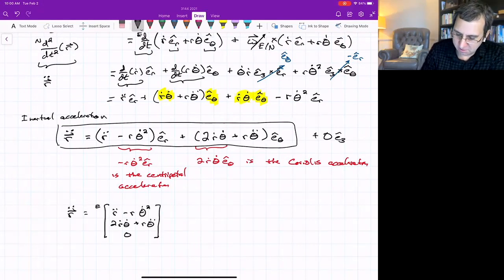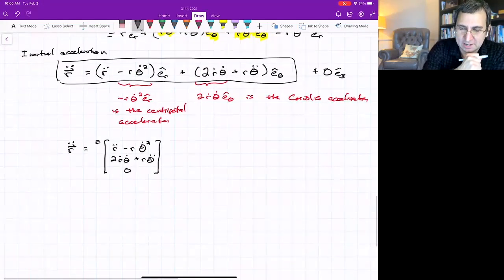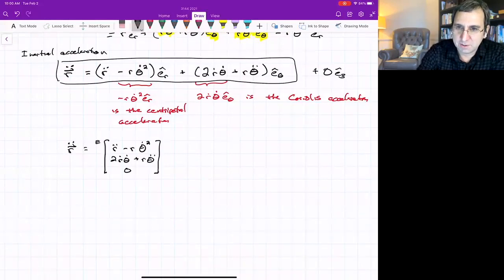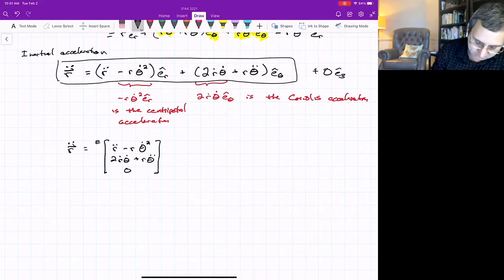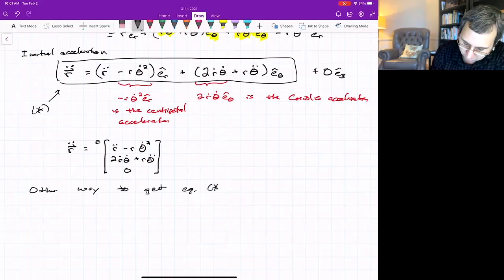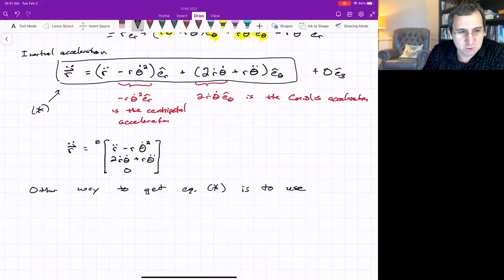And you could, if you need to get the inertial acceleration in terms of polar coordinates, here's what you could have done. So this was supposed to be the easy way, because it's more general and will definitely help you with rigid body kinematics. The other way, to get this formula, I'm going to call it star, is direct substitution. This is the thing that you've probably known and done.